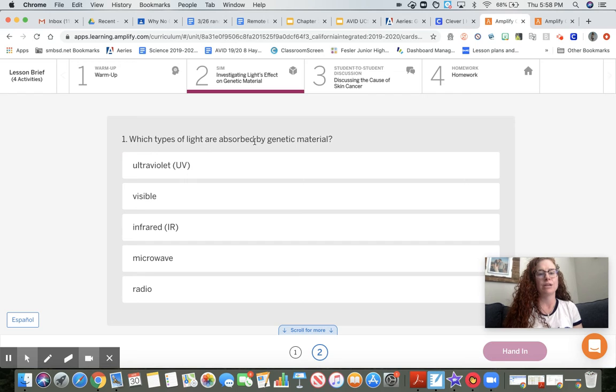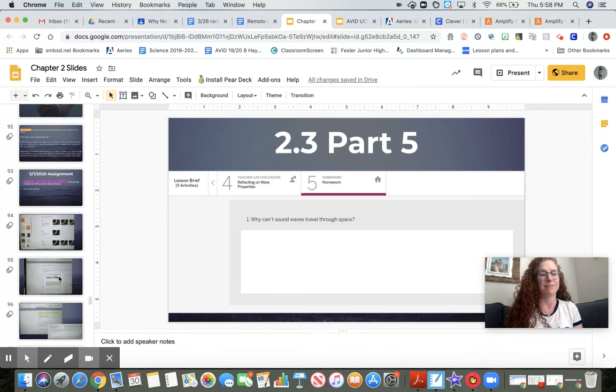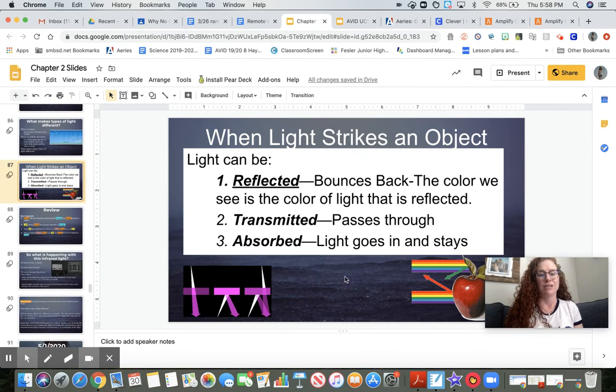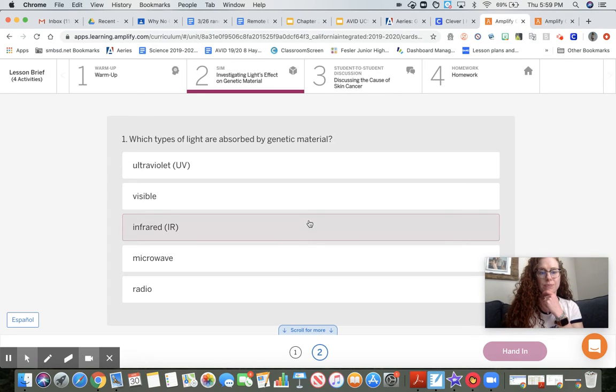So I know yesterday's was a long video, but we got into the sim and it's asking which type of light are absorbed by the genetic material. Again, absorbed means go in and stay, right? So when you turned on the sim, the light should have stopped at the DNA. It should not have gone through the DNA. If it went through the DNA and the light just kept going, that's not absorbed. That's transmitted. It passes through.